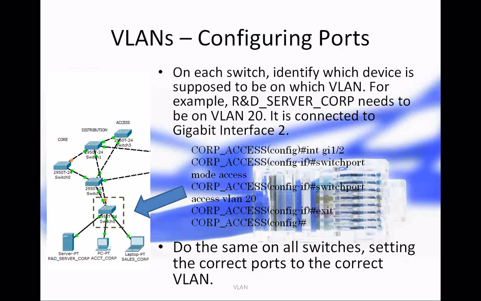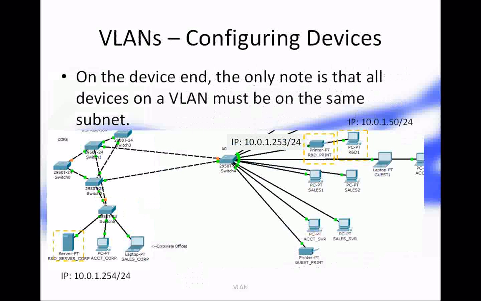Once configured, the last thing which you may have already done is device configuration. Devices in the same VLAN need to be on the same subnet. In my topology, research and development is a very small network, so we've given it a subnet of 254 hosts, which is part of the 10.0.1 network. And each device is configured with an IP address in that subnet. Each port that an R&D device is connected to on the switches has been set to VLAN 20. Now that that is done, all the devices are ready to communicate.